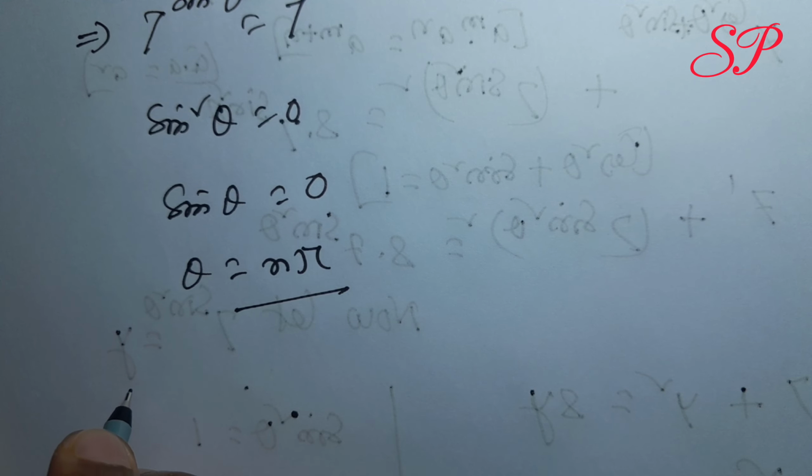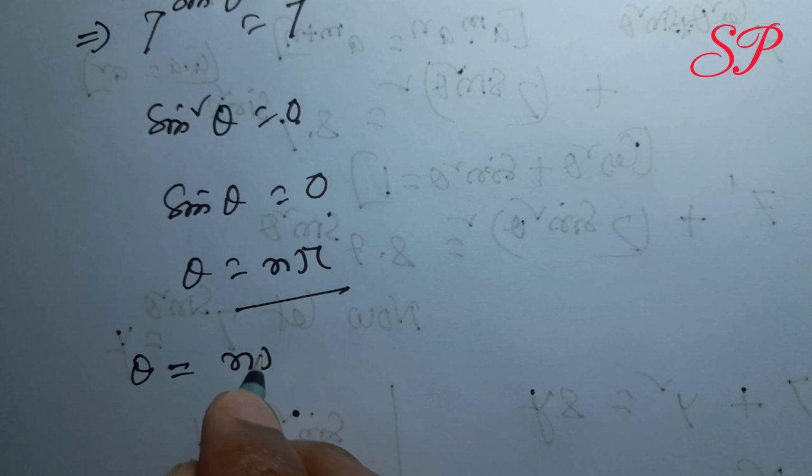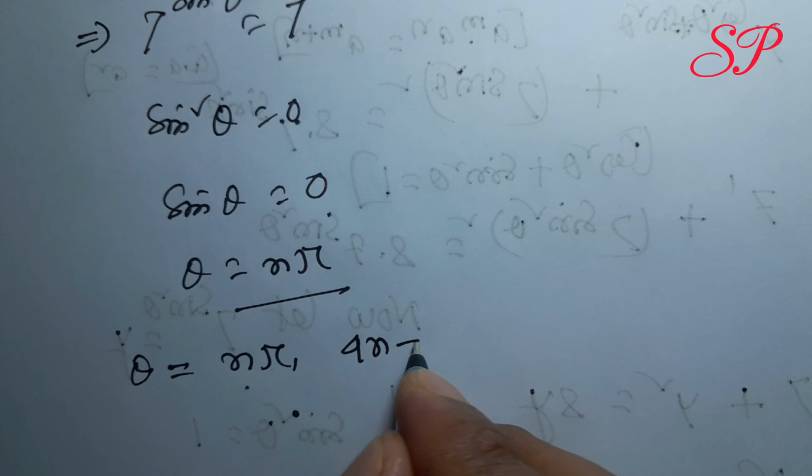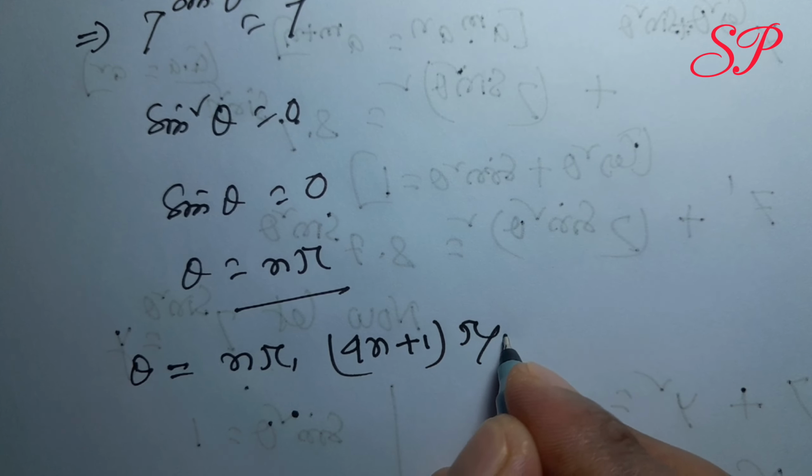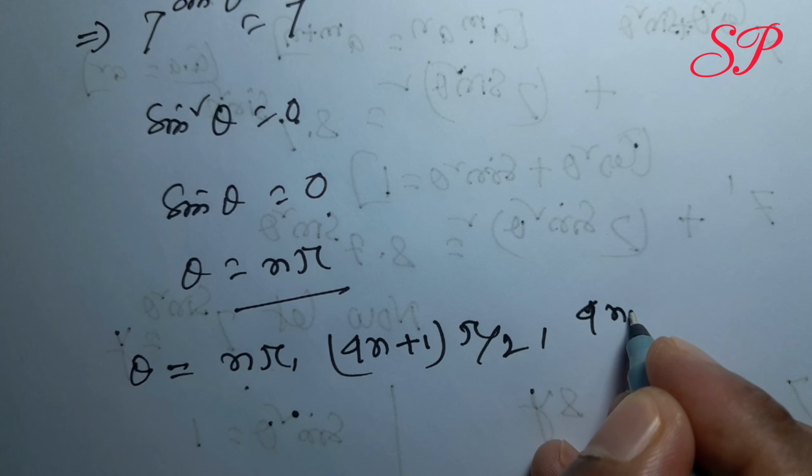The final value of theta is equal to n pi, 4n plus 1 into pi by 2, and 4n minus 1 into pi by 2.